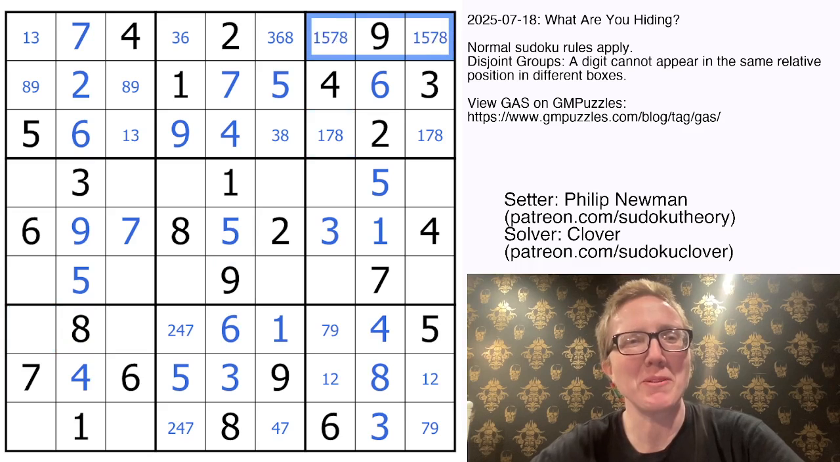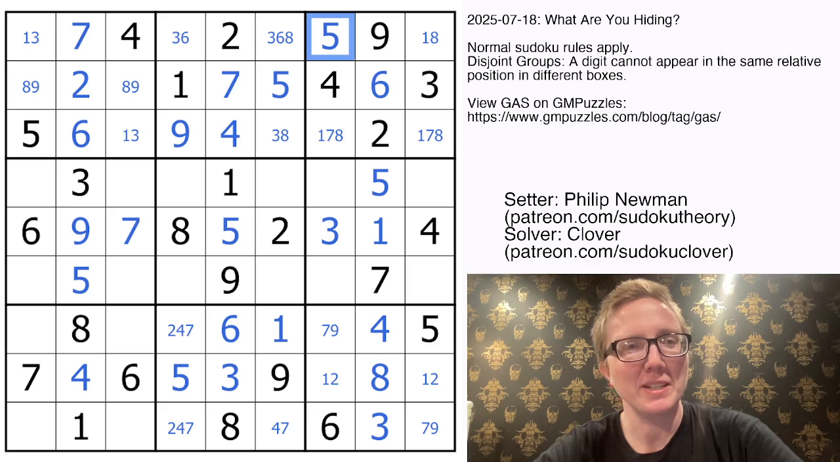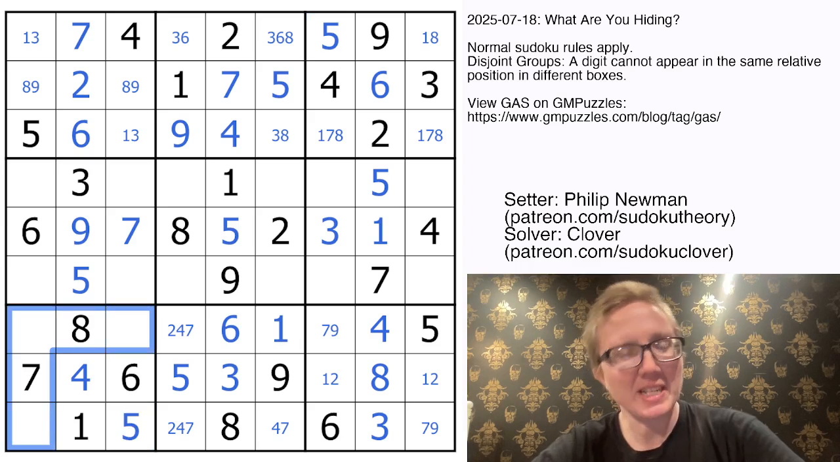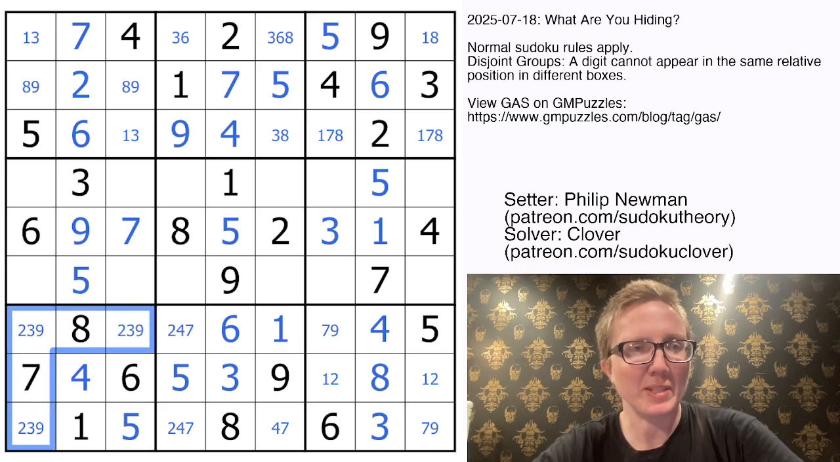So those are going to be from 1, 5, 7, and 8, and not 7. That can't be 5, so that's where I'm going to put my 5. Similarly, this is the only position for 5 in this bottom left region, and these are going to have to be 2, 3, and 9. That can't be a 3 because it sees a 3.